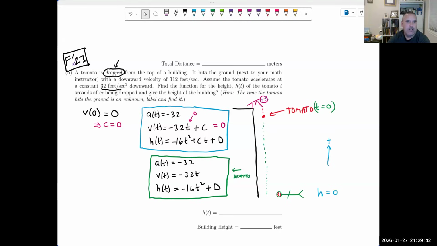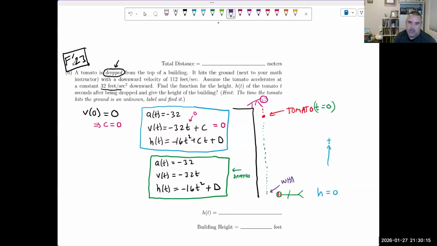Anyways, you notice I haven't looked at this problem in years. I'm stalling. I don't know what to do, but I knew I needed to do all those things. So you can see how I compartmentalize my thinking. I don't allow myself to worry yet. Okay, now I'm going to worry. It hits the ground next to your math instructor with a downward velocity of 112. But I don't know what time that is. So I'm kind of articulating the problem.